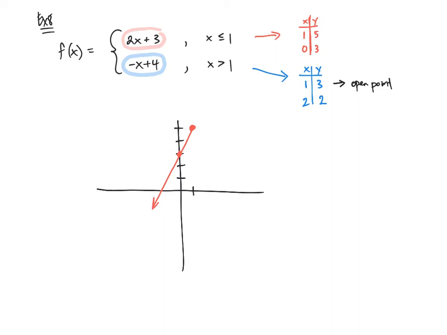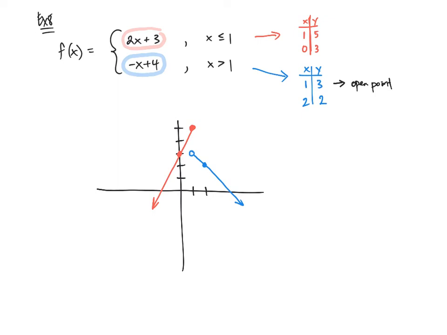Okay, now for the blue one, at 1, 3, I'm going to put an open circle, and then I need another point at 2, 2. So 2, 2 is going to be a regular point, and this is for all x values greater than 1. So greater than 1 is to the right. And so that's how you graph a piecewise function.